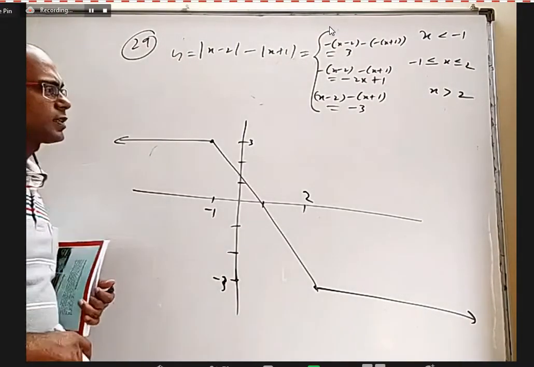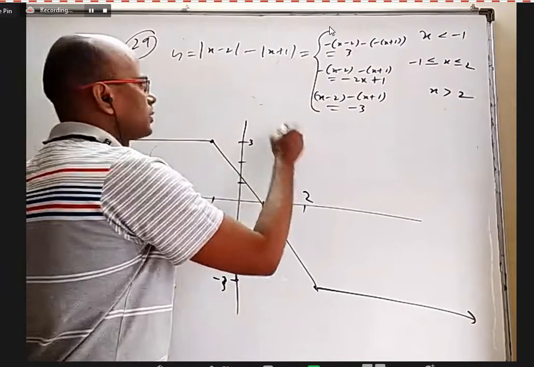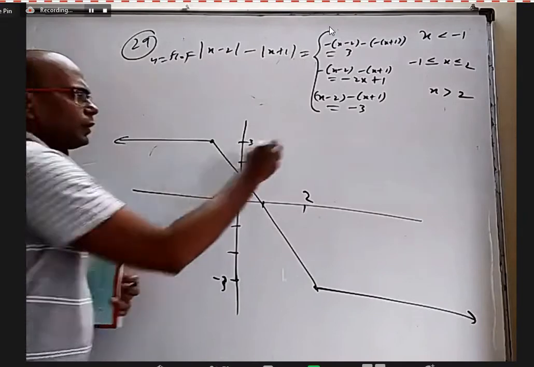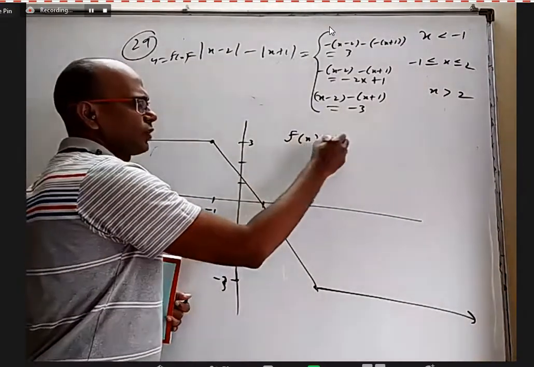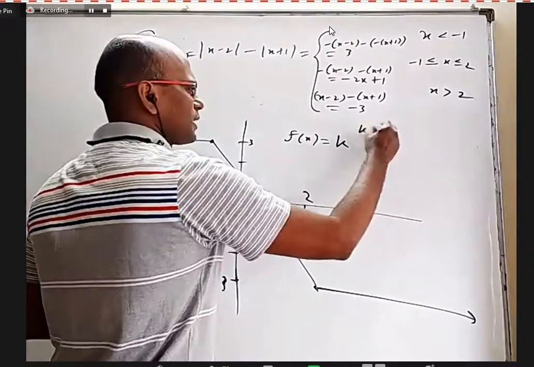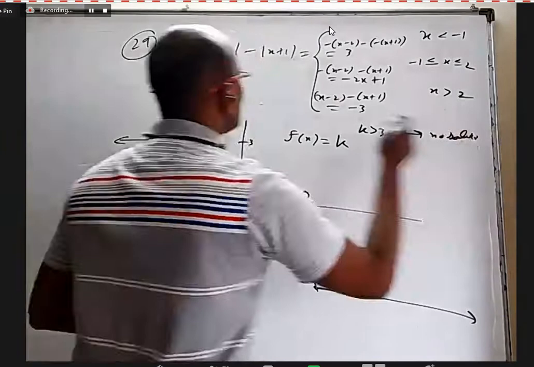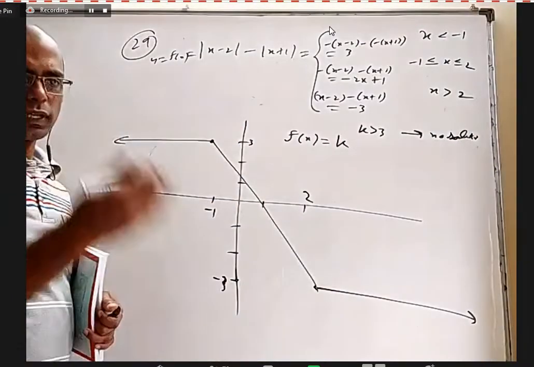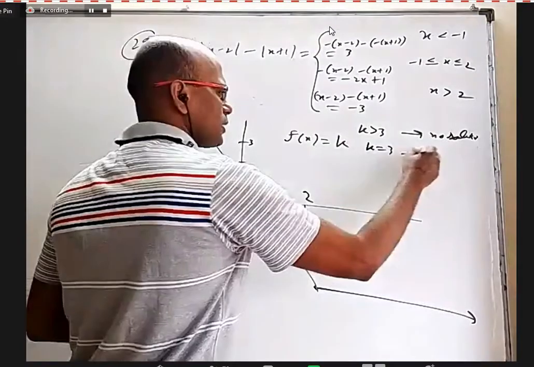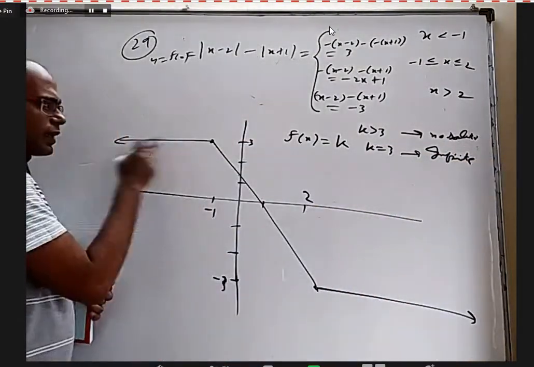Now what happens when you equate this to a number? Let me write this. I can call this y equal to f of x. If somebody gives me f of x equal to k, where k is greater than 3, no solution. This expression can never be more than 3, whatever x you take. If I take k equal to 3, there will be infinite solutions. And what are those solutions? Minus infinity to minus 1.